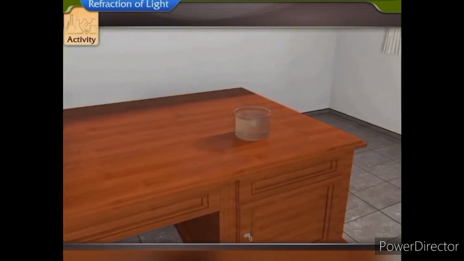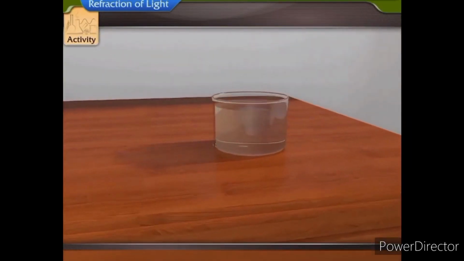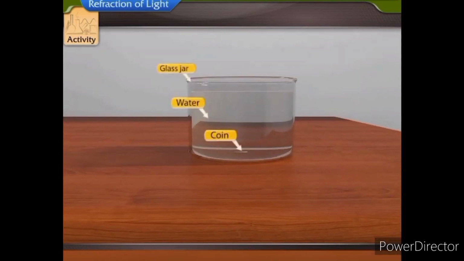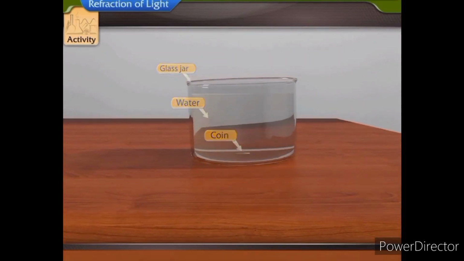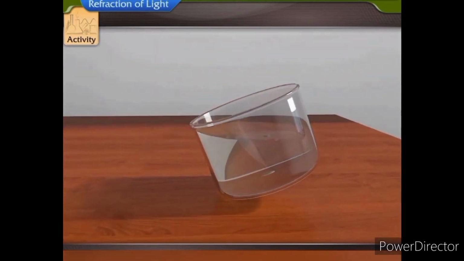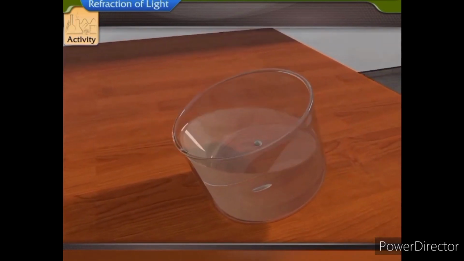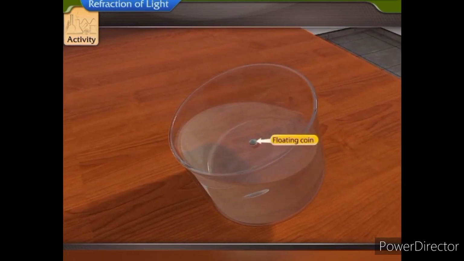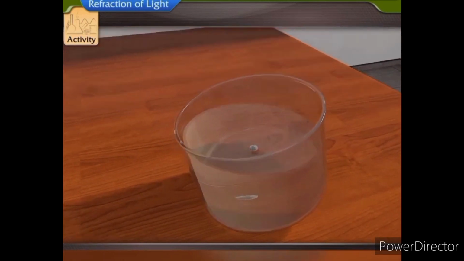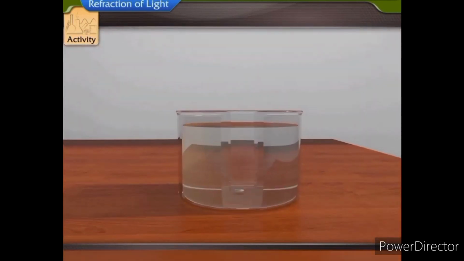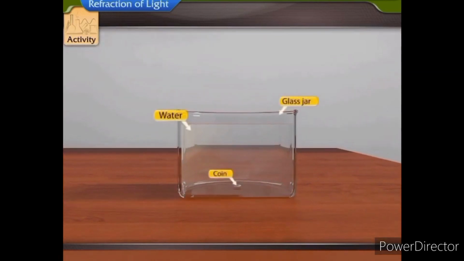Activity. Place a coin at the bottom of a glass jar containing water. Now tilt the jar suitably. When viewed from a suitable angle, the coin appears to be floating. Can you explain why? When you place a coin at the bottom of a glass jar, the rays of light begin to emerge from the coin.